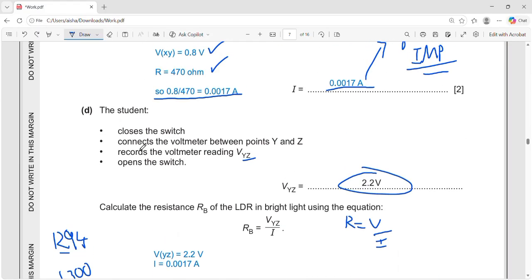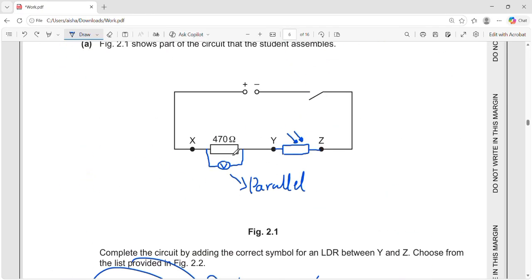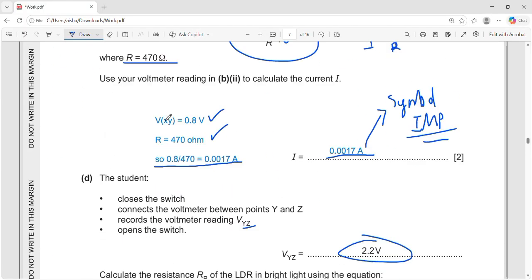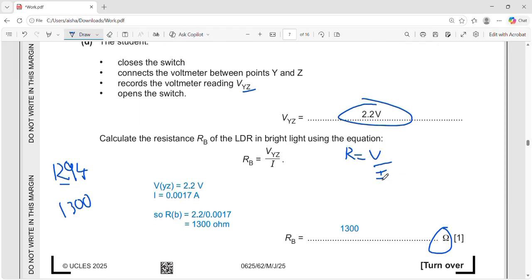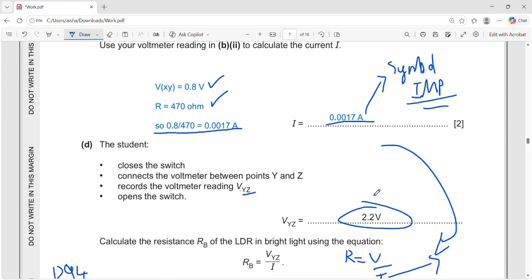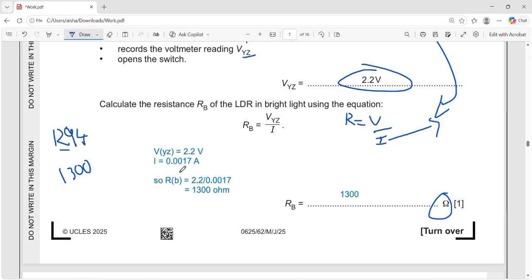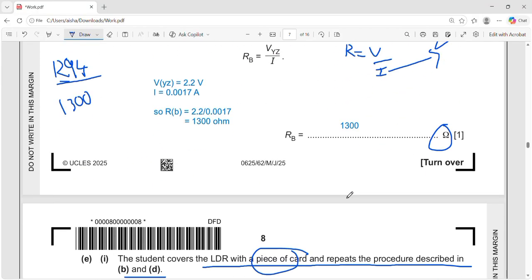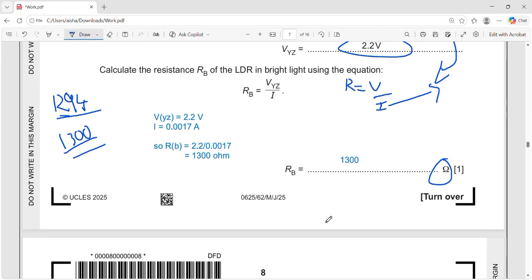The student closes the switch, connects the voltmeter between points Y and Z, records the voltmeter reading VYZ, and opens the switch. So basically it's the voltage being supplied between these points. The resistance is basically voltage over current, and the current stays the same because it's a series circuit. So whatever answer you got here, you're going to be using that. Voltage is this, current is 0.0017, so resistance will be 2.2 over 0.0017, which is actually 1294 something, but since the previous values 2.2, 0.0017 and 0.8 are all 2SF, if you do it to 2SF you'll get 1300, which is also correct.